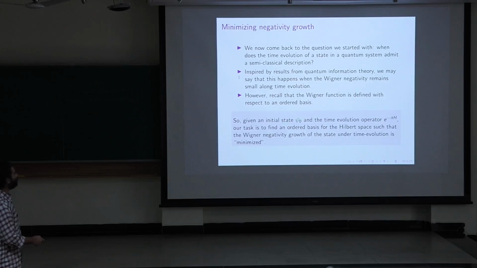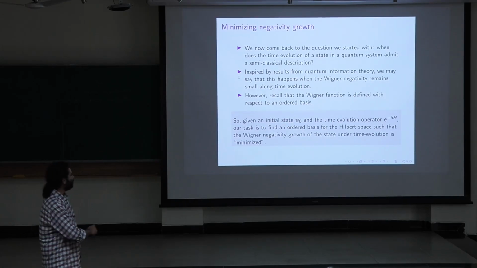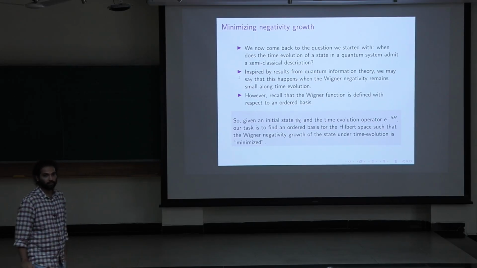Correct. So your input is psi naught and the time evolution operator, and you get to pick whatever basis you want, such that this whole trajectory looks classical. That's right.